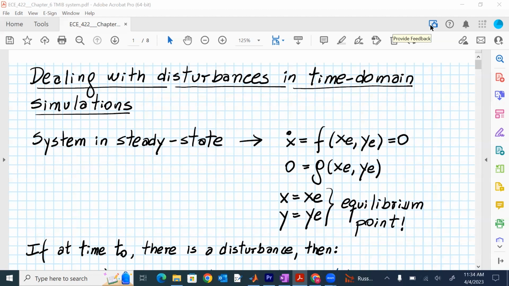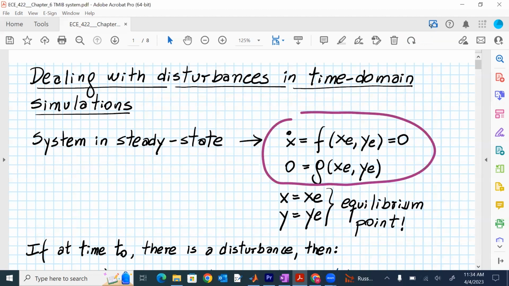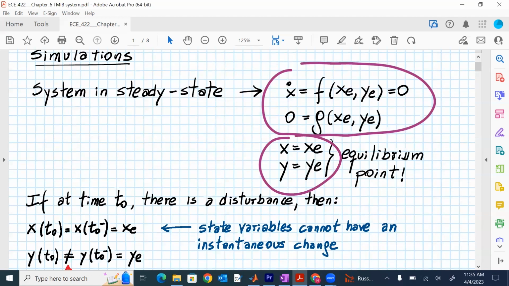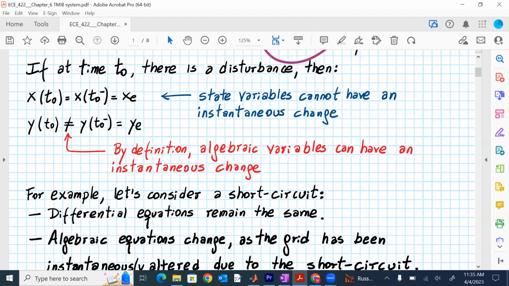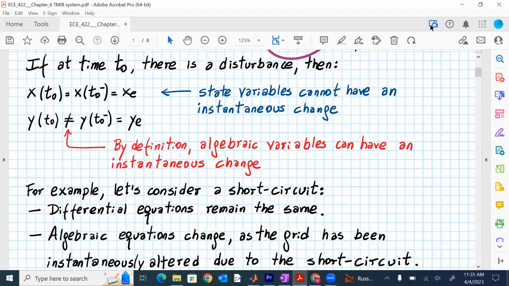The equilibrium point, as we have discussed so far, is determined by setting the derivative of the state variables to 0, and we find the values of xe and ye that satisfy this condition. So we obtain in that fashion the equilibrium point. But now we're going to assume there is a disturbance.